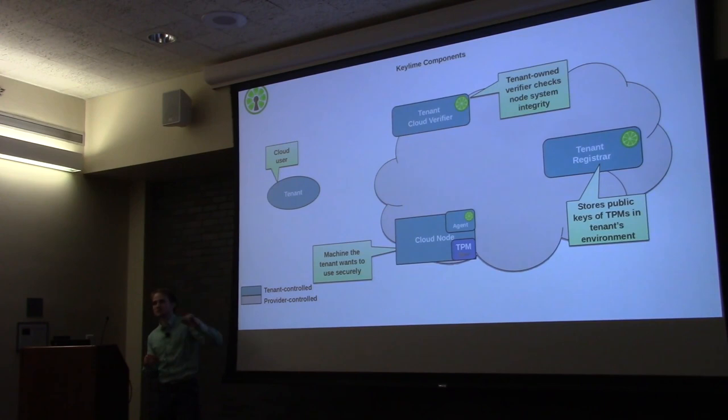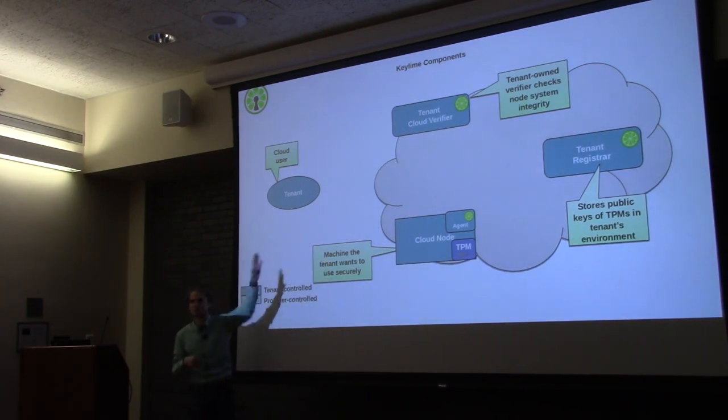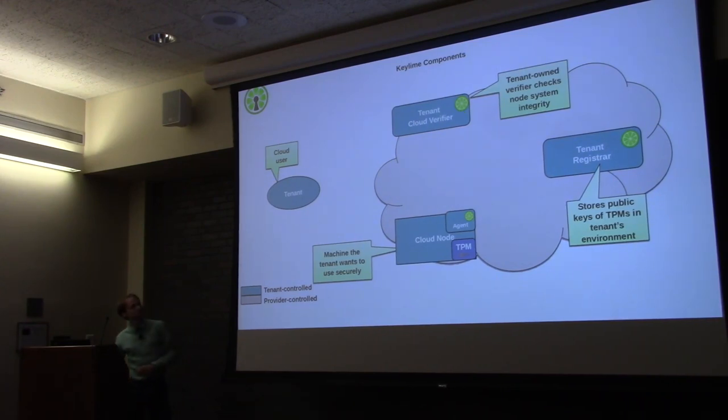So what the verifier is going to do is be that central point of verification of the integrity of all the nodes, so we can push that work off into that one centralized area to make sure it stays trustworthy. And then the registrar is essentially just a giant storage of the public keys of the TPM, so that we know which TPM is in our system. We'll get into a little more detail on the registrar also.